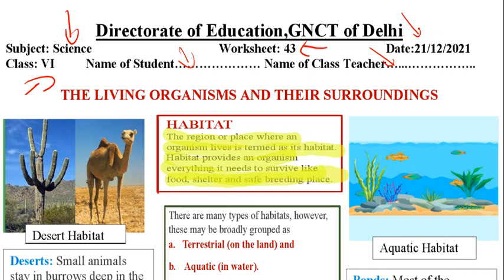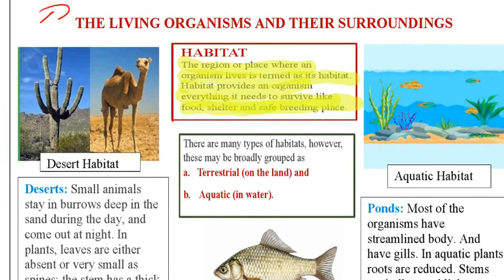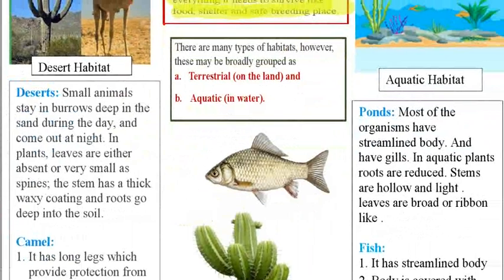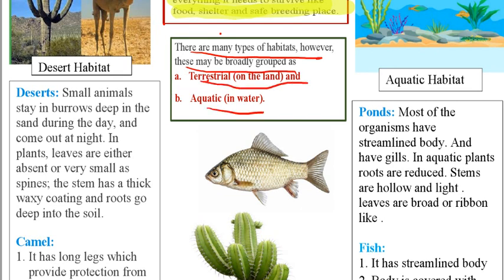So habitat provides everything from food, shelter, water and etc. Okay, so the region where an organism lives is known as its habitat, which provides it food, shelter, water, etc. Now there are many types of habitats. However, these habitats may be broadly grouped as terrestrial on the land and aquatic in the water. So now we know what is a habitat.